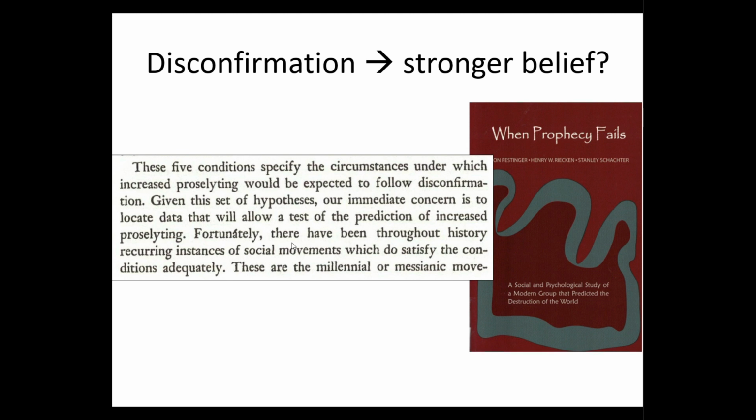to actually see this process in action. He has a theory. He says, well, there's 5 conditions, and he says whenever they're met, then instead of being corrected by disconfirmation, people will double down on their beliefs. So what Festinger wants to do is he wants to witness a potentially falsifying case.